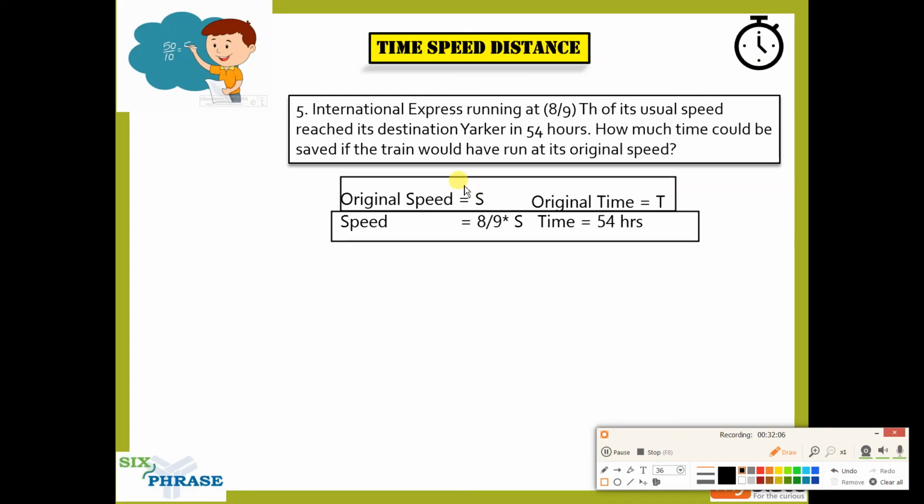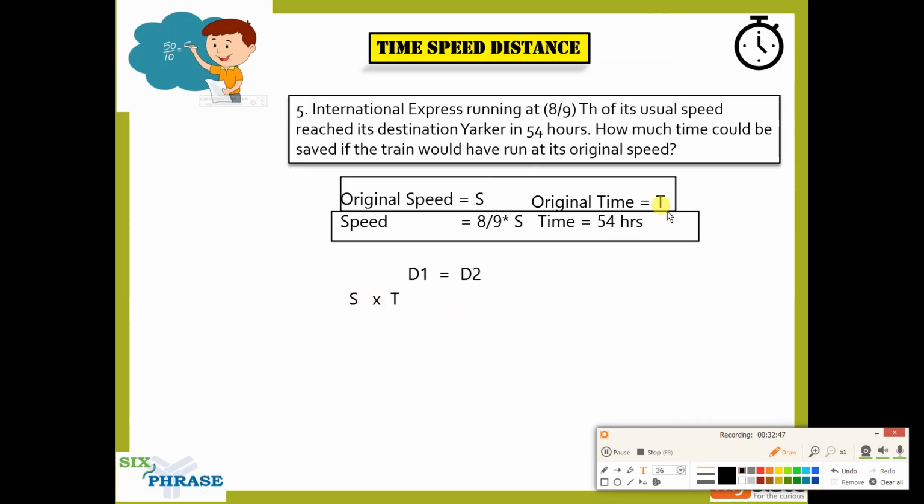In this case also the distance is the same. They are going from somewhere to Yarka. And even in the second case, it is the same. Because the distance is the same, you can say d1 is equal to d2, meaning the distance in the first case will be equal to the distance in the second case. Now I'm going to take d1 as, you know the formula for distance: distance is speed into time, right? So d1 can be written as s into t. This is the case where speed is original and time is also original.